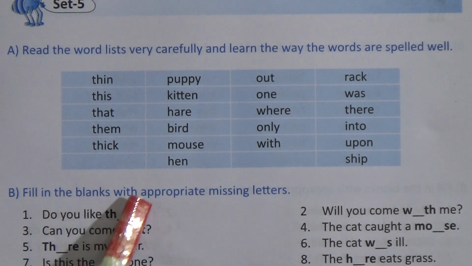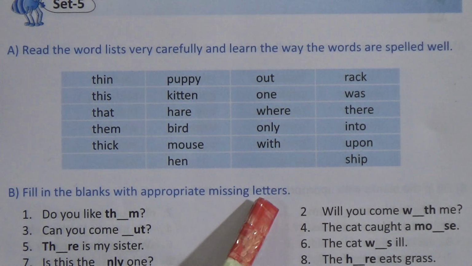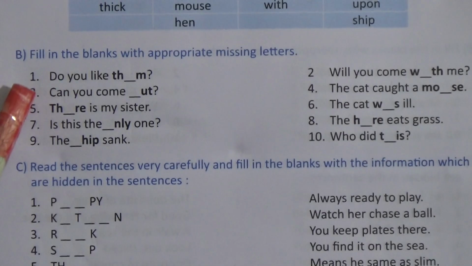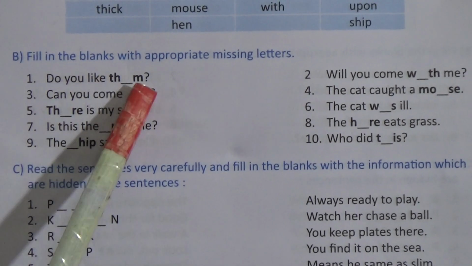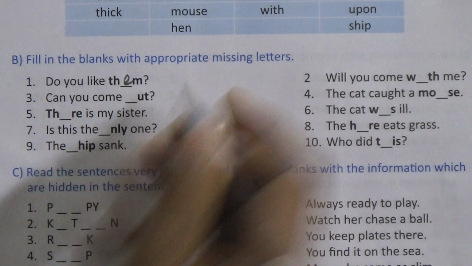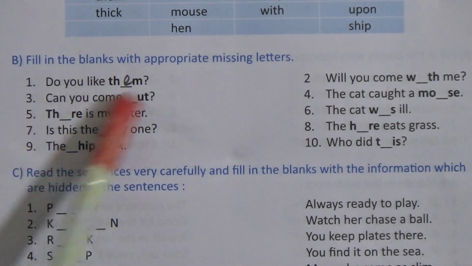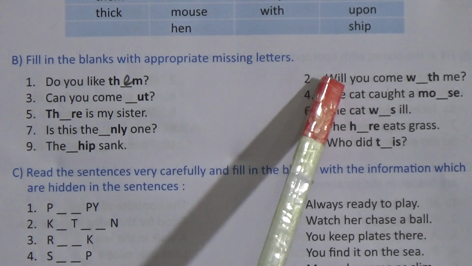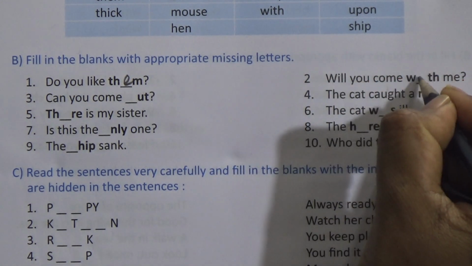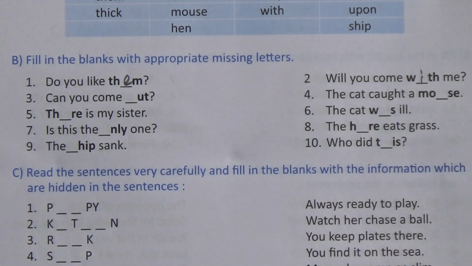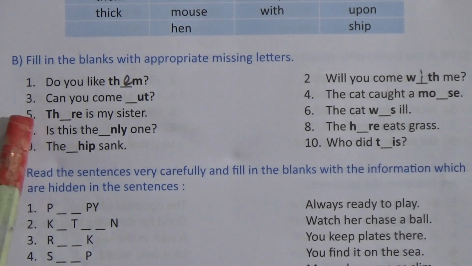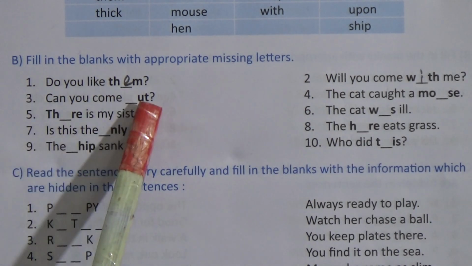Fill in the blanks with appropriate missing letters. So let's solve B. Number 1. Do you like gap? Do you like them? T-H-E-M, them. So number 2. Will you come gap them? With them, with me. Will you come with me? Then number 3. Can you come gap?